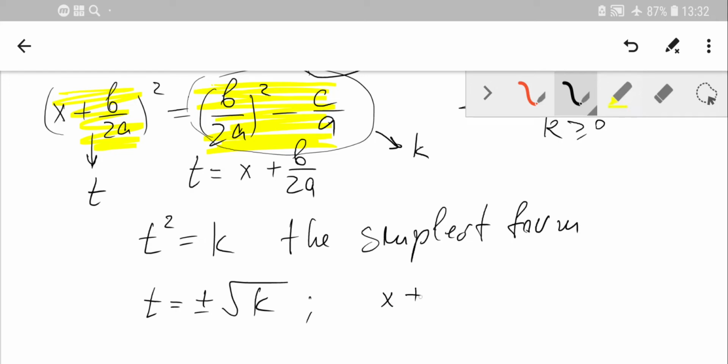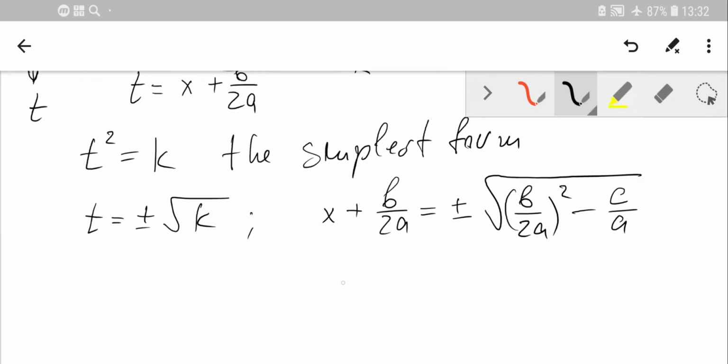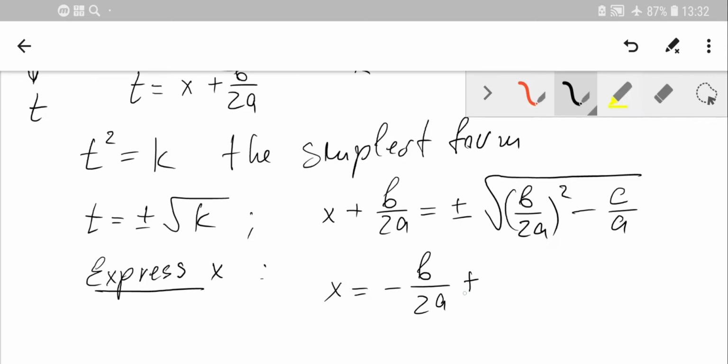So we'll get x plus b over 2a is simply equal to plus or minus the square root of k, so the square root of these expressions, like b over 2a squared and minus c over a. Okay, and from where we need to express x, so just simply express the x value. So if we express that, we'll get the following. So x is equal to minus b over 2a, then plus minus.